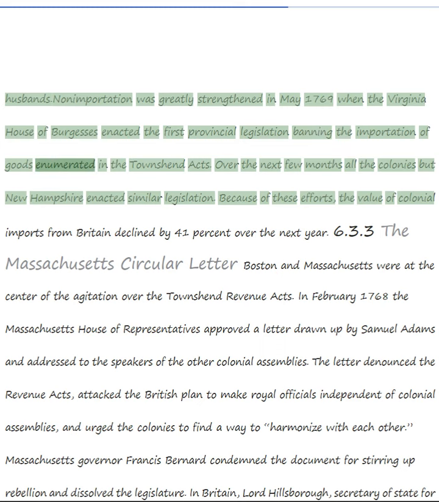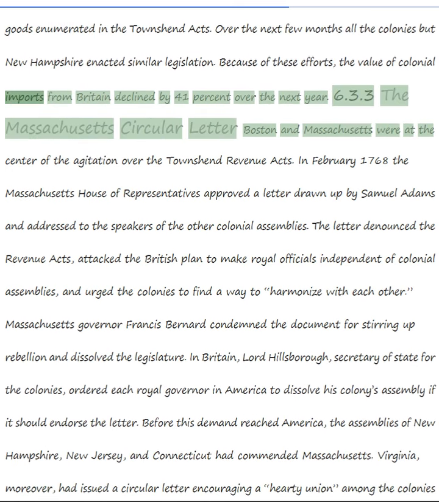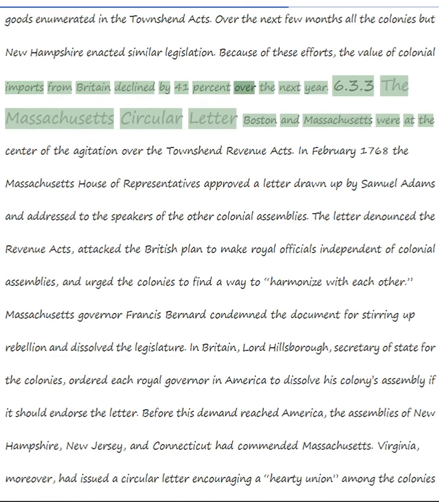Non-importation was greatly strengthened in May 1769 when the Virginia House of Burgesses enacted the first provincial legislation banning the importation of goods enumerated in the Townshend Acts. Over the next few months all the colonies but New Hampshire enacted similar legislation. Because of these efforts, the value of colonial imports from Britain declined by 41% over the next year.